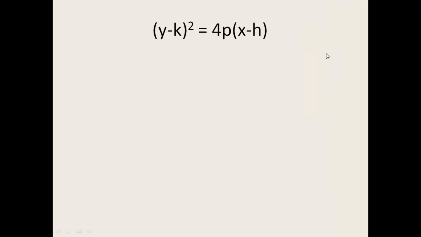Now go ahead into the y minus k squared equals 4p times x minus h tab. On the top of that flap, we are going to draw a picture to show what we're going to be working with. And what we're going to have first is a parabola. Now when we have a parabola that has the y squared term, it is going to be a sideways parabola. So go ahead and sketch yourself a sideways parabola.